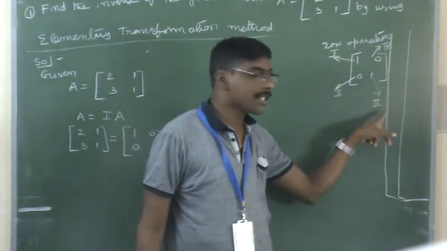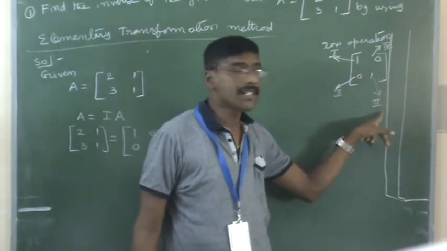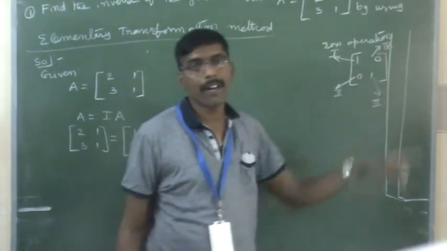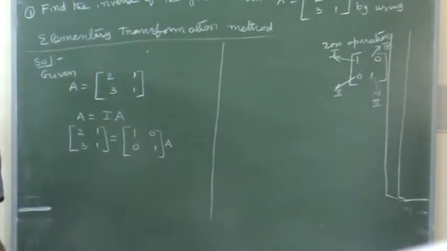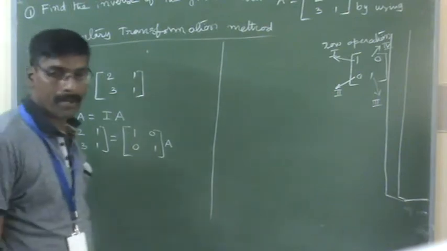A22 can be converted as a 1, that is the third step. A12 can be converted as a 0, that is the last step. Four steps you need to remember properly.